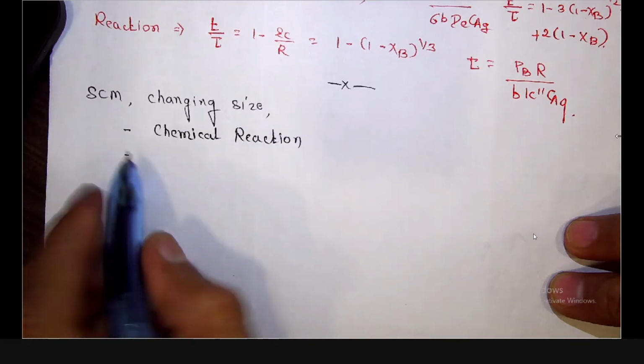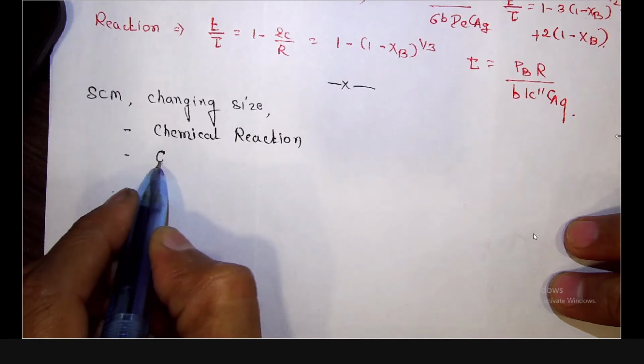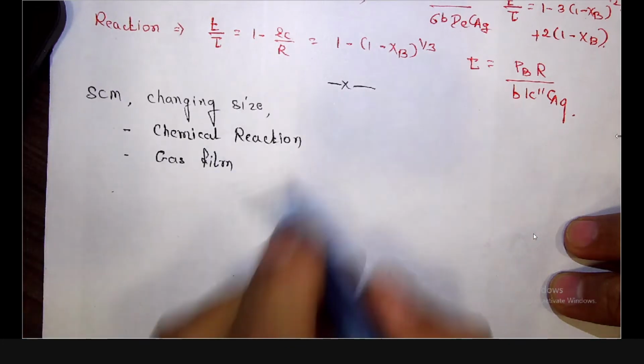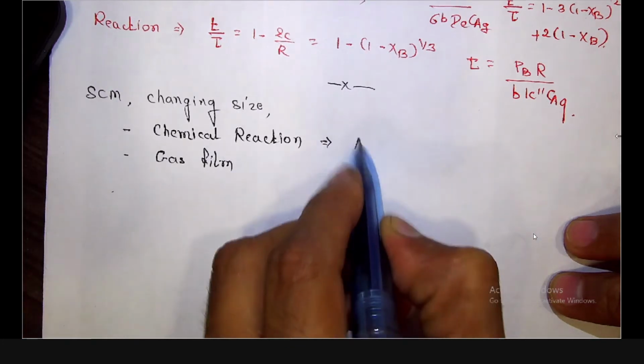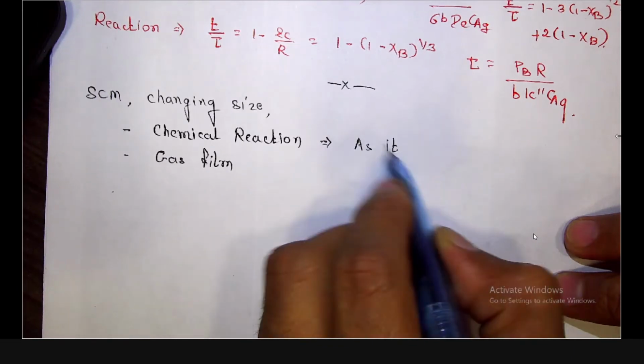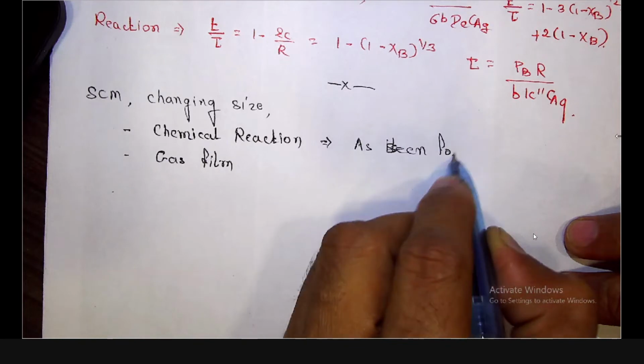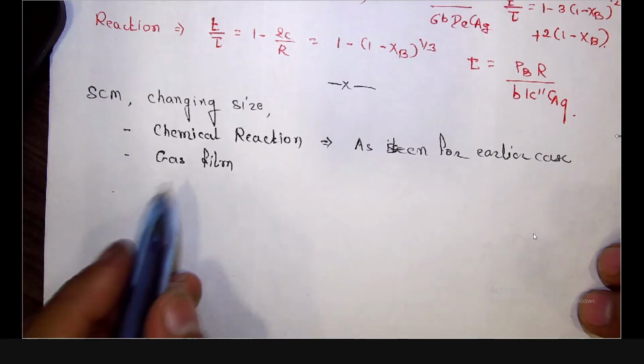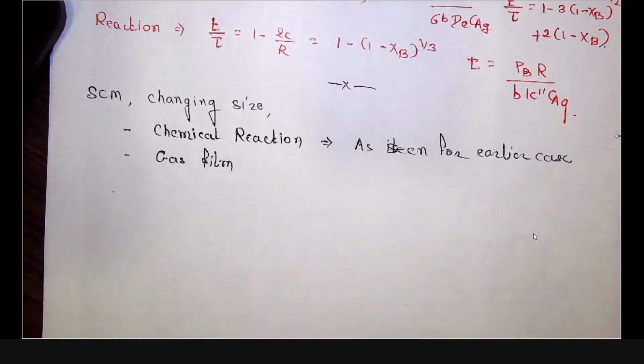and another is the gas film. So for reaction, it is as in the earlier case, but in the case of the gas film, this particular mass transfer will be a function of the radius. So in the case of gas film diffusion control, because there is no ash layer, the reaction is generally at the surface.